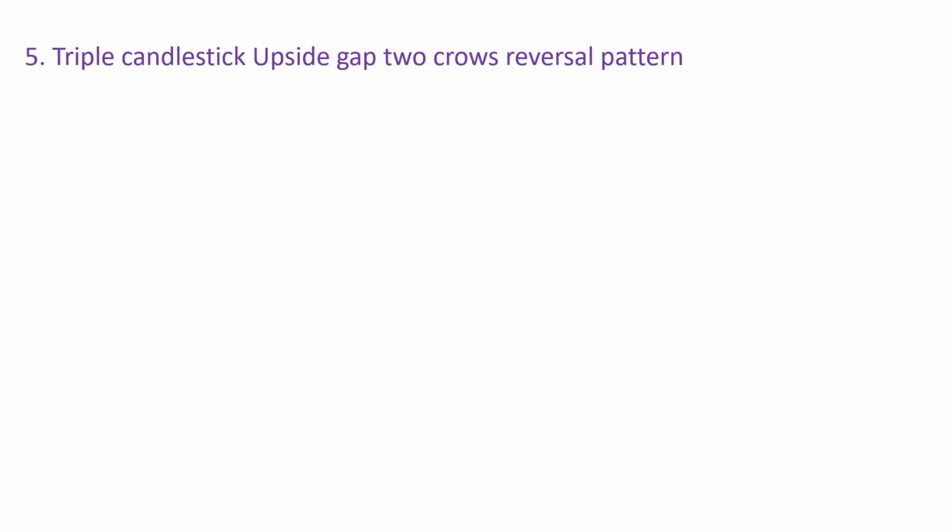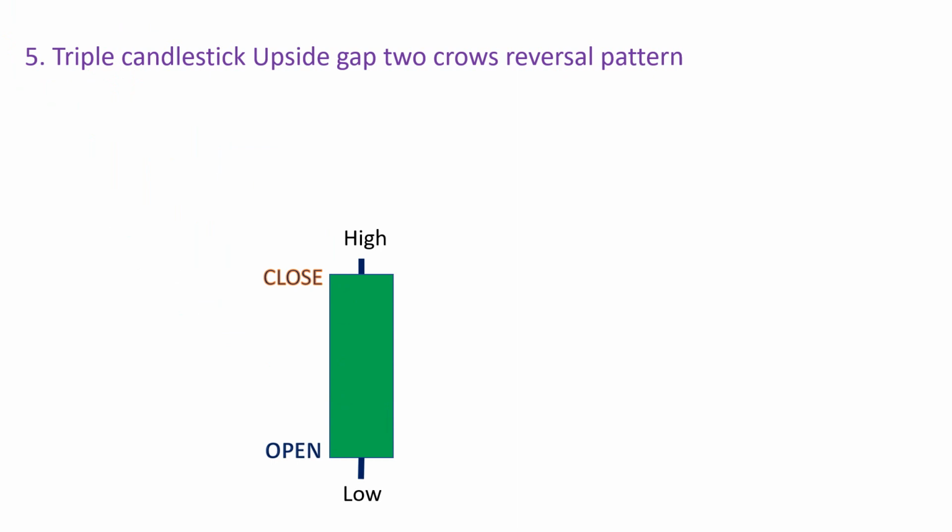The last pattern I'm going to talk about is the triple candlestick upside gap two crows reversal pattern. This pattern consists of 3 candles, and the first candle is a strong bullish candle established within a well-defined uptrend. The second candle is a small body bearish candle that gaps up from the first candle and opens and closes above the first bullish candle.